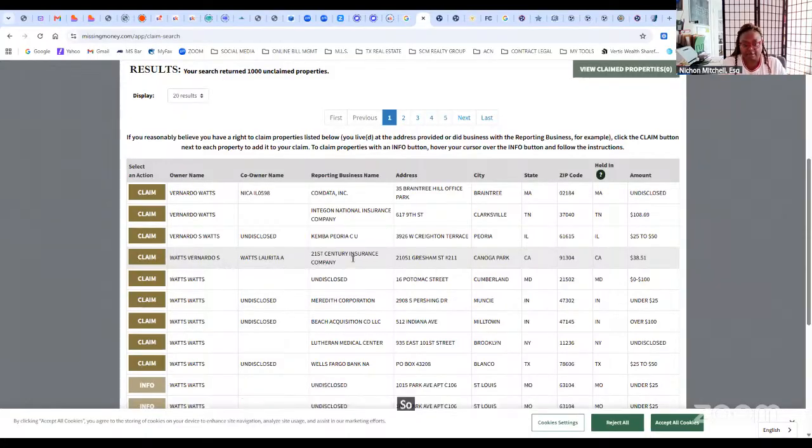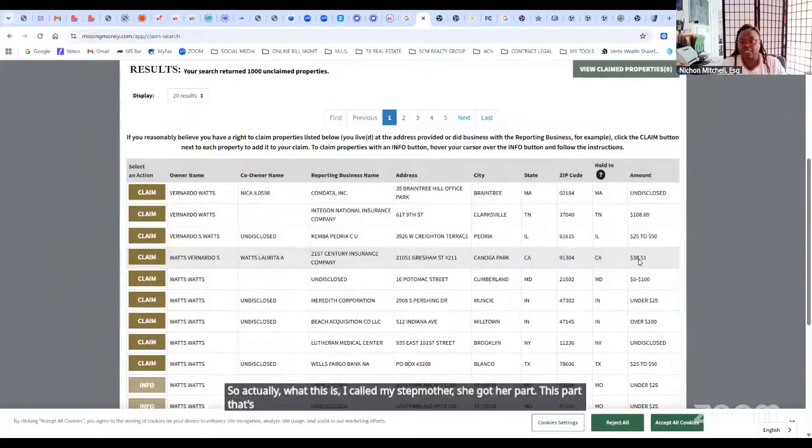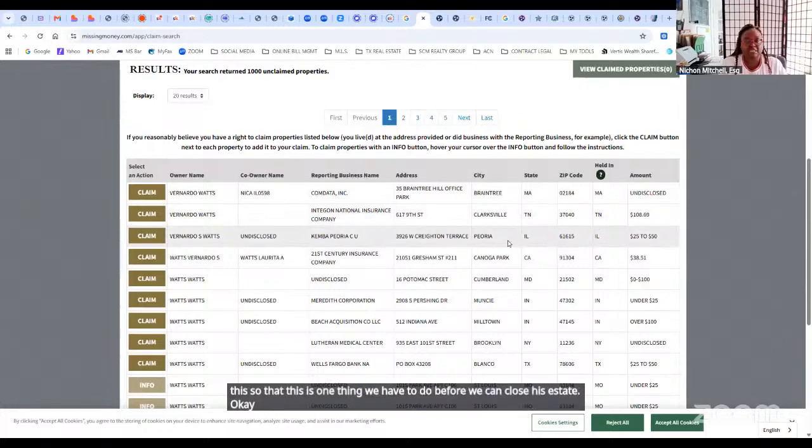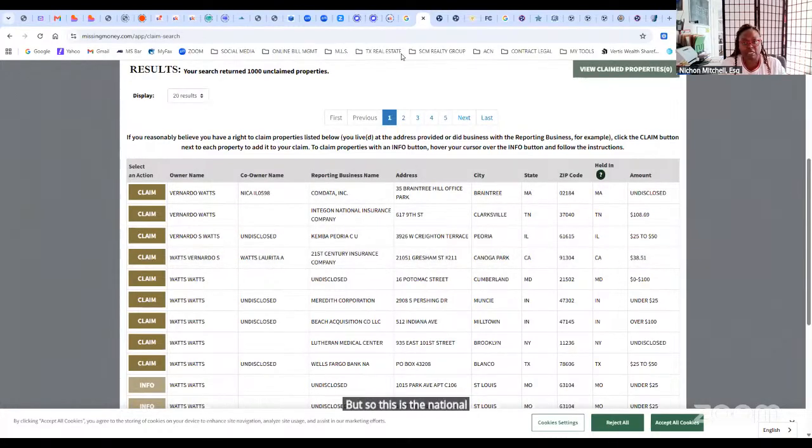So actually, what this is, I called my stepmother. She got her part. This part that's left over is my dad's part that my brother is working on. We got to get this, so this is one thing we have to do before we can close his estate. Okay. But this is the national one and incorporates all the states.